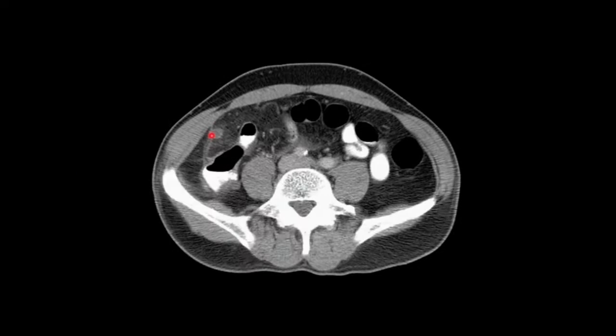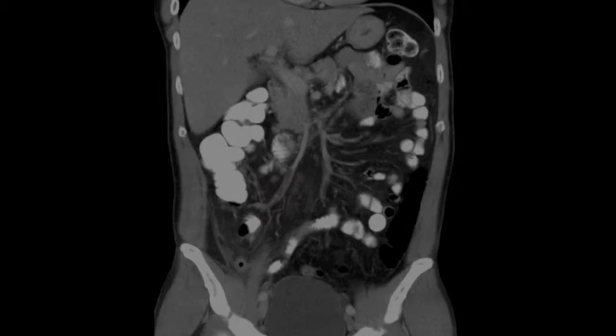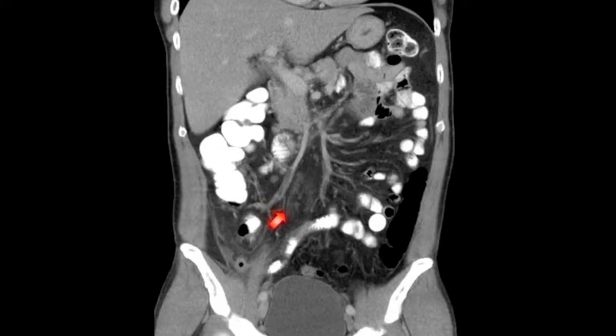We can also see that there is a linear structure coming off the appendix, which is an inflamed mesoappendix, which is often seen in the setting of appendicitis. This patient also has reactive enlargement of their mesenteric lymph nodes, which is another common finding in acute appendicitis. Importantly, our patient does not have evidence of an abscess or any locules of free gas to suggest perforation.